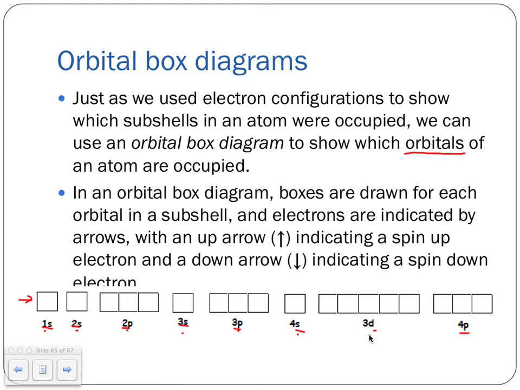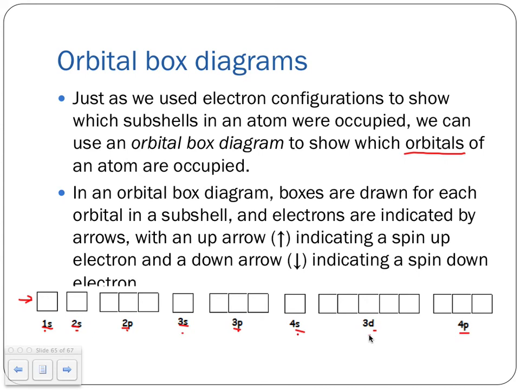Once you've done that, and really you only need to draw boxes for subshells that have some electrons in them. You don't have to draw out the whole thing for every one, just enough to show which subshells have electrons in them. You sort of do it like this.